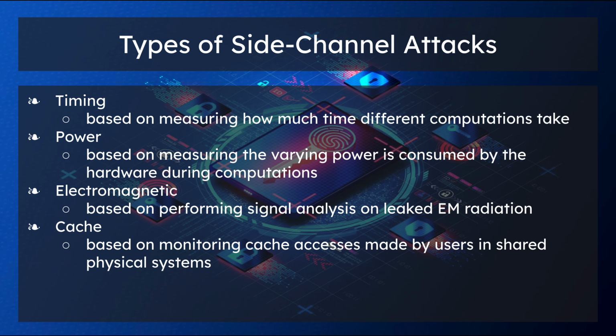Some common types of side channel attacks are timing attacks, which are based on measuring how much time different computations take, power attacks, which are based on measuring how much power different computations draw, electromagnetic attacks, which are based on performing signal analysis on leaked electromagnetic radiation, and finally, cache attacks, which are based on monitoring cache accesses made by users in shared physical systems.